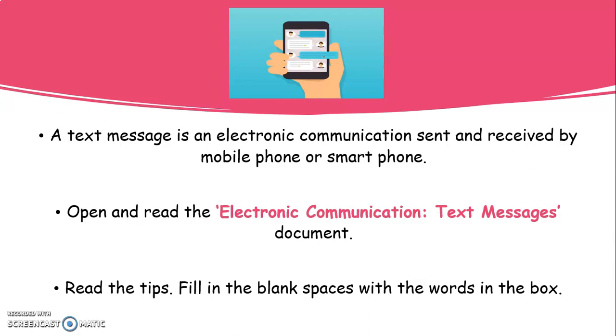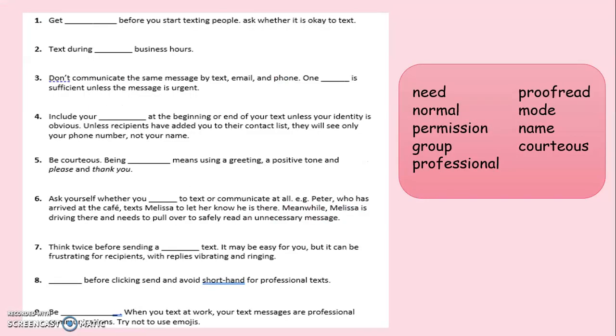So open and read the electronic communication text messages document. Read the tips and fill in the blank spaces with the words in the box. And this is that document. So the words in the box are need, normal, permission, group, professional, proofread, mode, name, and courteous. And these are the sentences. So you can pause the video here while you complete this exercise. But I'm just going to move on.